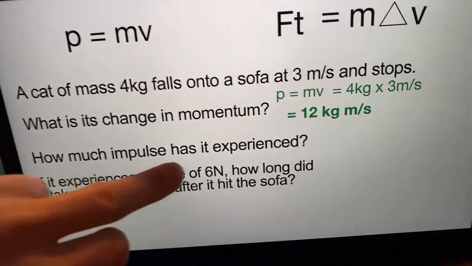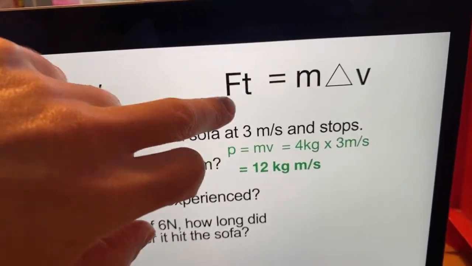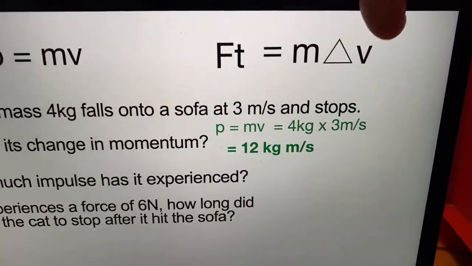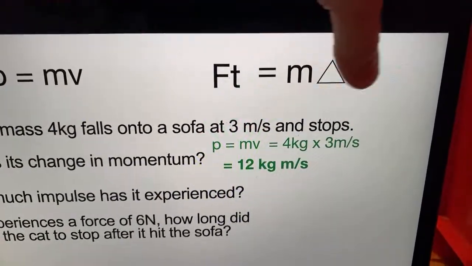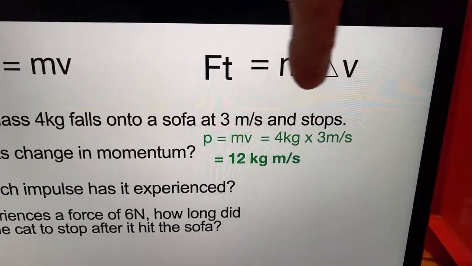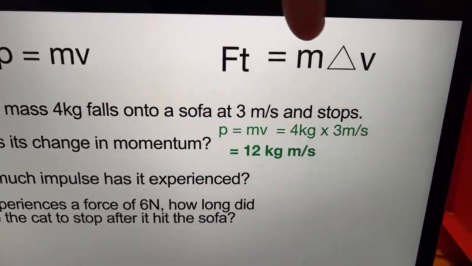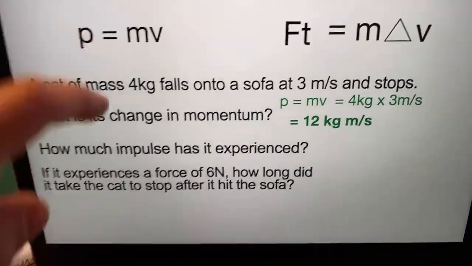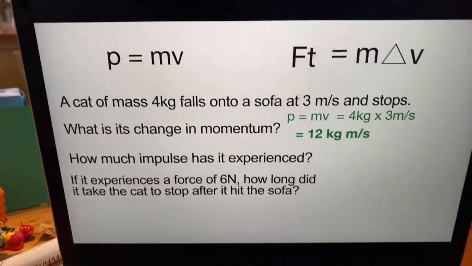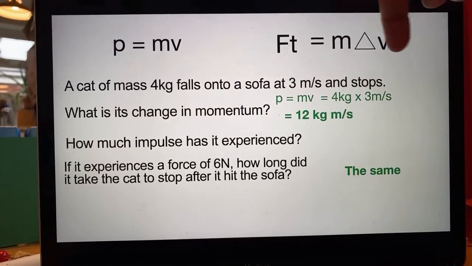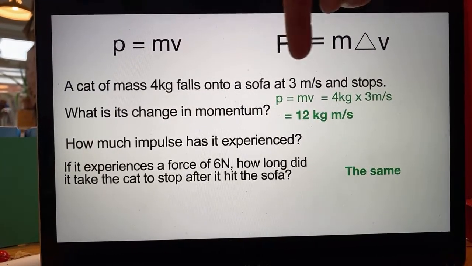How much impulse has it experienced? Well, F times t, force times time, is the impulse. And we know that impulse is equal to something's change in momentum. You remember the elephant? For it to change momentum, it experienced an impulse, and the impulse it experiences is equal to its change in momentum. So if you've got the change in momentum, you know that the impulse is just the same. Okay? You worked out this side of the equation, so it's equal to that side of the equation.